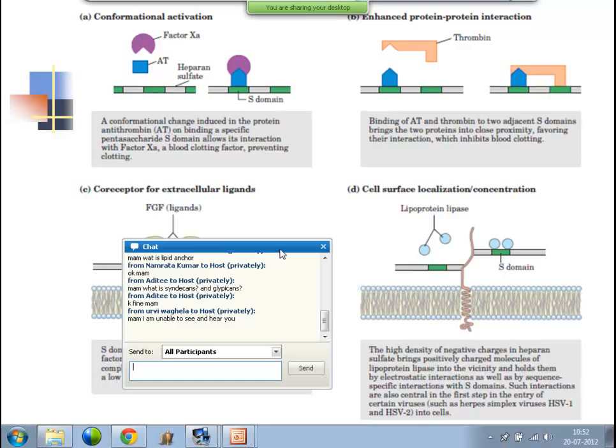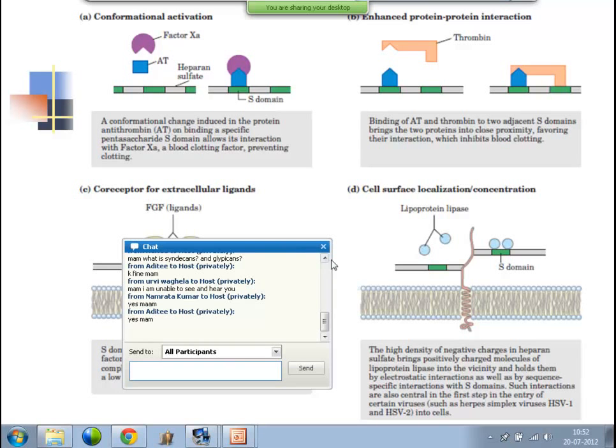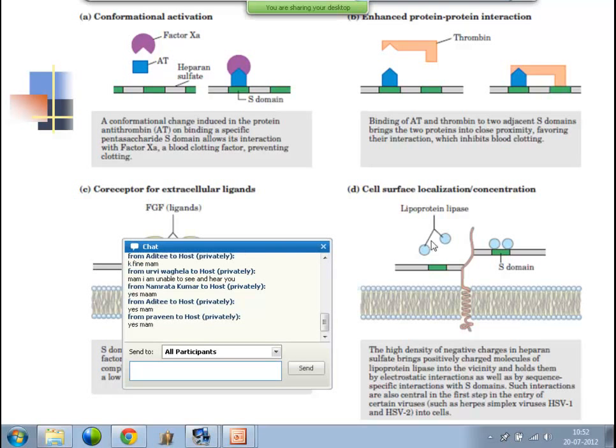Others, can you hear me? Aditi, Namrata, can you hear me? And can you see me? Can you hear me, online students? Urvi, have a look at your system. Reconnect or restart your system otherwise. Alright, so get back here.